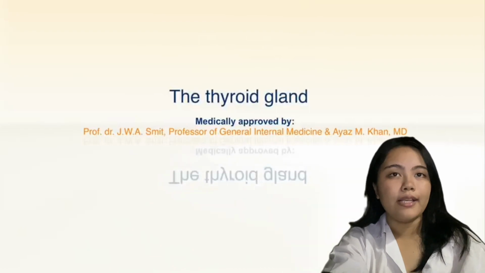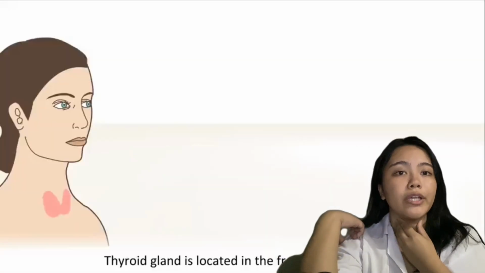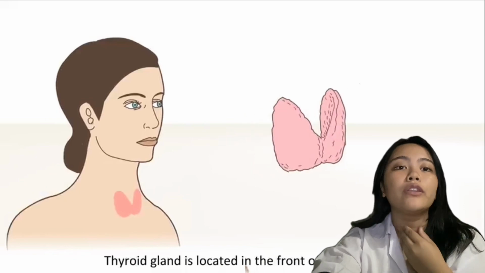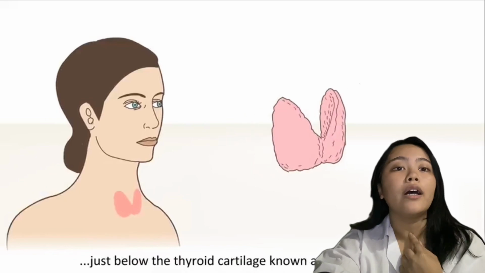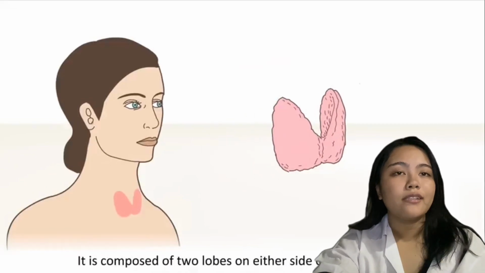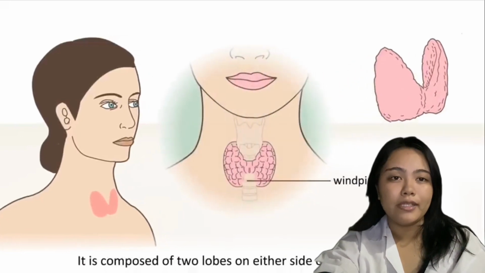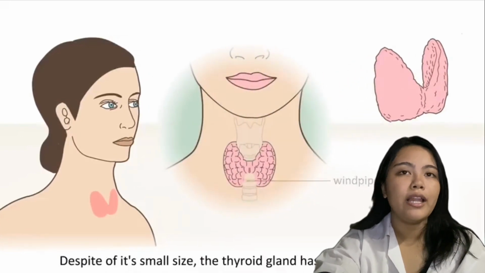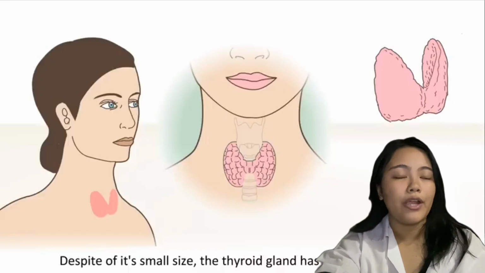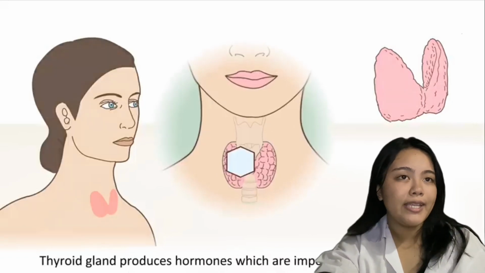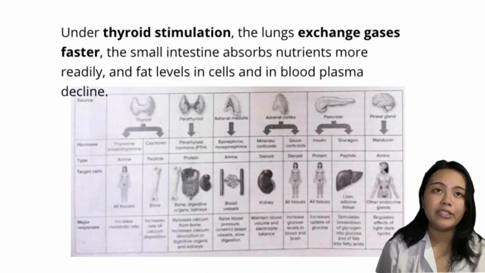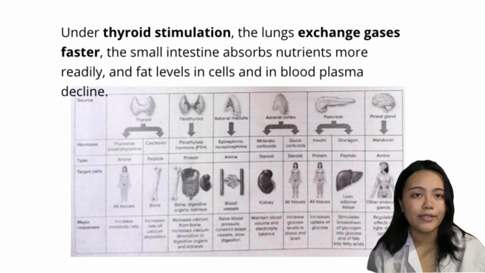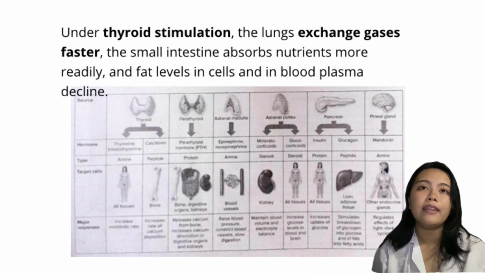The thyroid gland is a butterfly-shaped endocrine gland located in front of the neck, just below the Adam's apple. It plays a crucial role in regulating metabolism, growth, and energy levels in the body by producing thyroid hormones, primarily thyroxine and triiodothyronine. Under thyroid stimulation, the lungs exchange gases faster, the small intestine absorbs nutrients more readily, and fat levels in cells and in blood plasma decline.